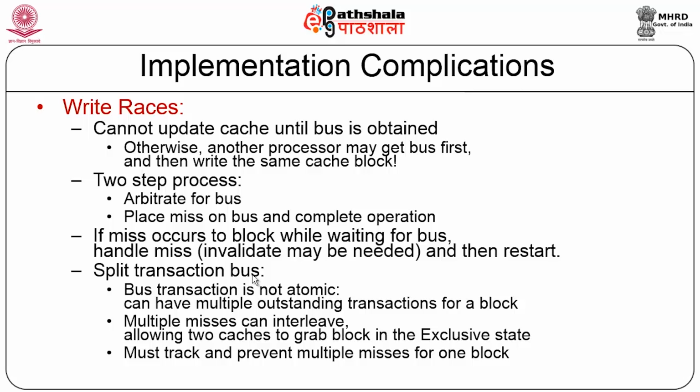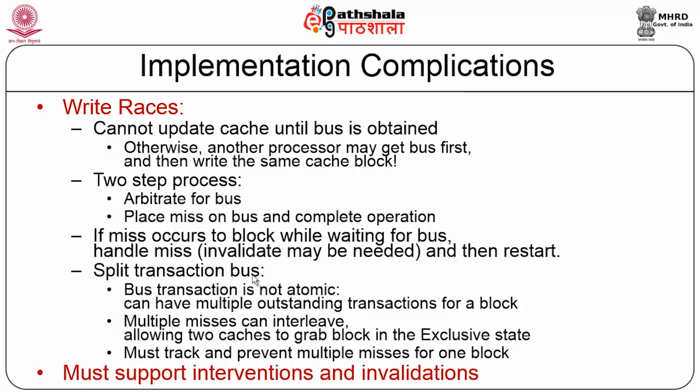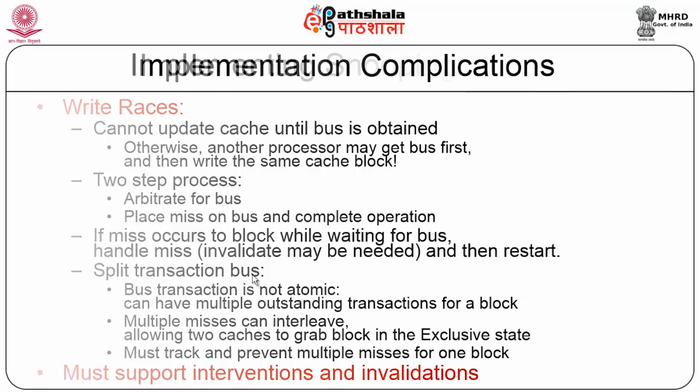The bus transaction is not atomic, so it may have multiple outstanding transactions for a block, and multiple misses can be interleaved, allowing two caches to grab the block in the exclusive state. You must obviously track and prevent multiple misses for one block. So that is one problem, and you also should have support for interventions and invalidations.